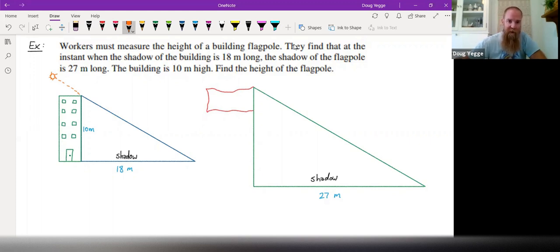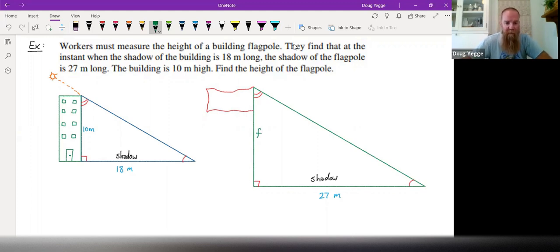So these 2 triangles are similar. We should recognize that these are both right triangles. We should recognize that the angle where it hits the ground is going to be congruent, and the angle up top is going to be congruent. So since these are similar triangles, that must mean that we should be able to set up a proportion to find the missing side length, which is the flagpole's height.